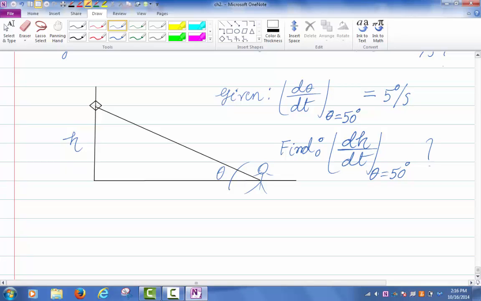All right. Again, what would be our goal? Well, our goal would be to come up with an equation involving the two quantities, right? Theta and h. Can someone give me an equation involving h and theta? This is 2 miles. Yes, this is 2 miles. Very good.